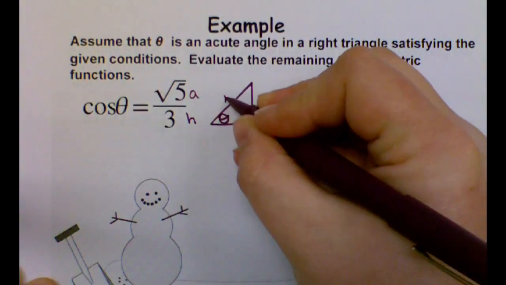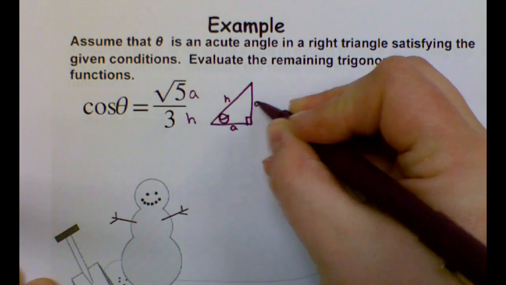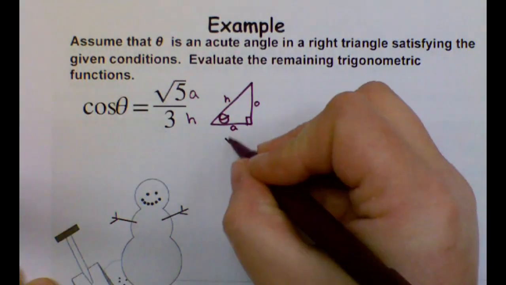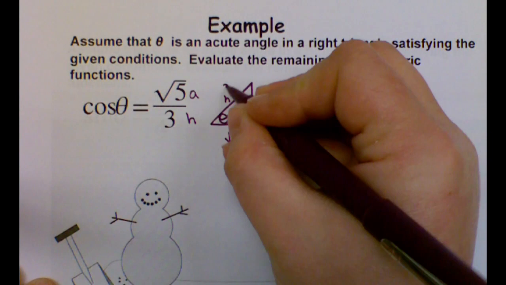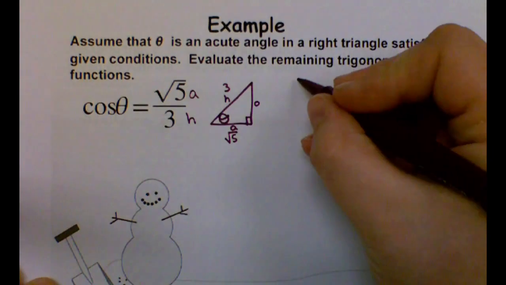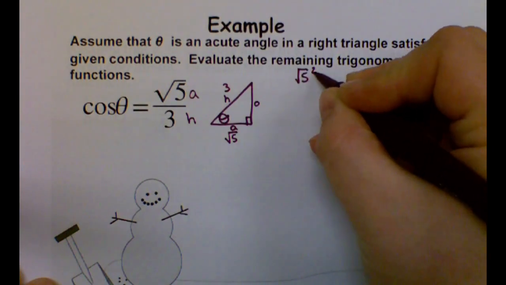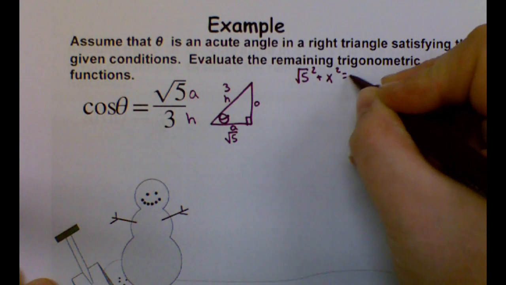Well, my hypotenuse, adjacent, opposite. So my adjacent is square root of 5. My hypotenuse is 3. I can find my opposite. Square root of 5 squared plus x squared equals 3 squared.